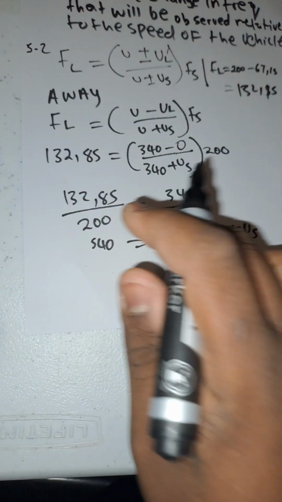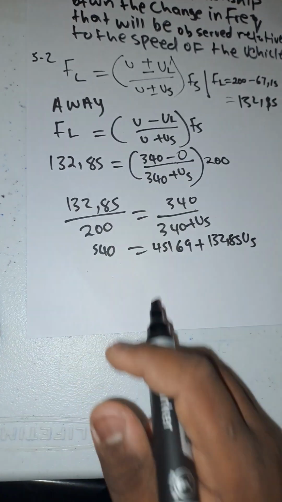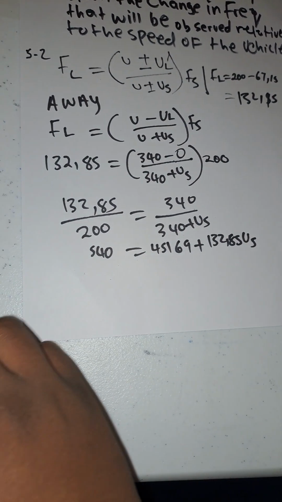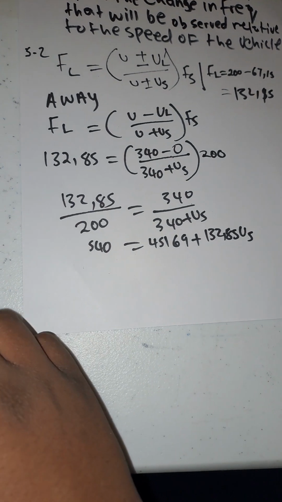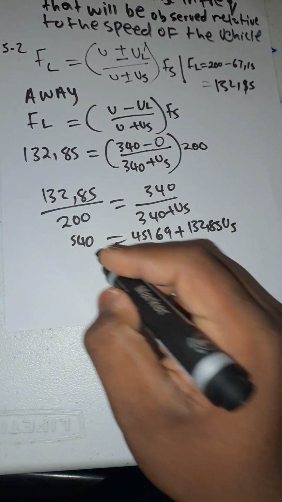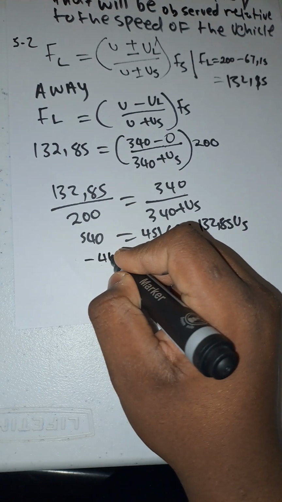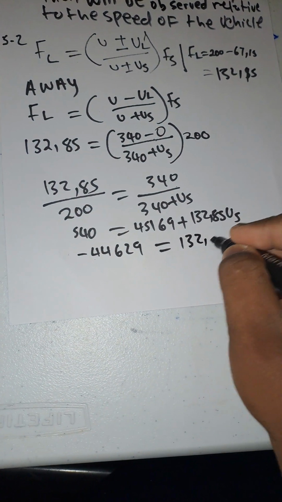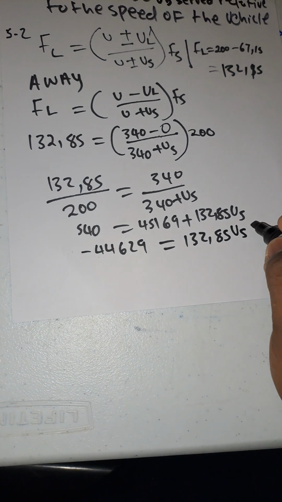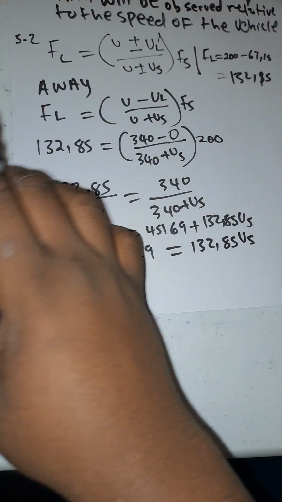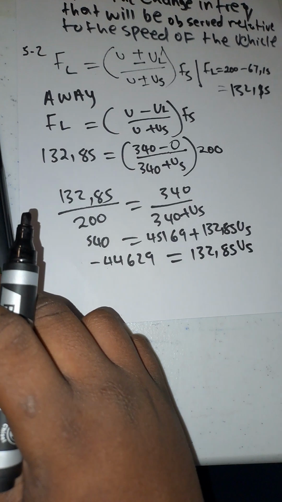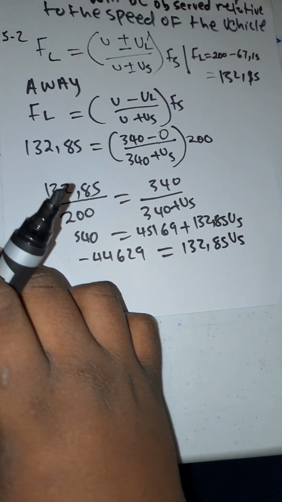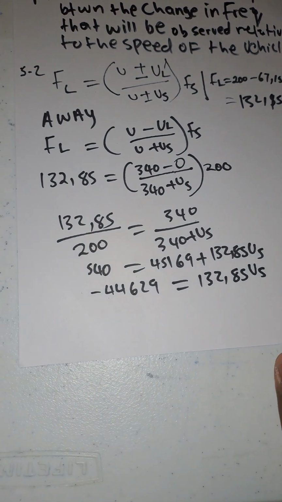So I'll say this one, take it to the other side. I know I will get a negative answer, so we'll see if I made a mistake or not, because mistakes happen. This is negative 44.629. It is equal to 132.85 VS, and then that answer divided by 132.85, what am I getting? 335.